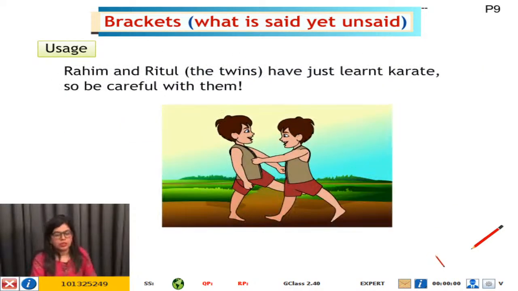Let's see now. Rahim and Ritul, the twins. Here Rahim and Ritul are twins, so we are not writing it in a sentence in a long way, but we have just added in the bracket that they are the twins. Rahim and Ritul, the twins, have just learned karate, so be careful with them. Here you can see the brackets have been used.